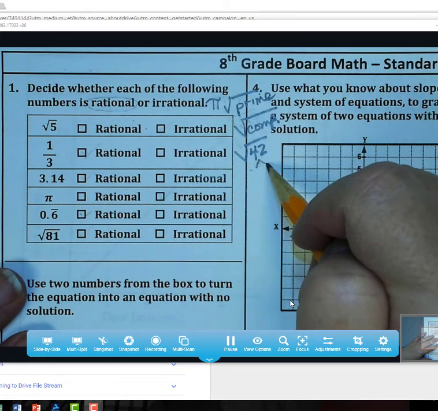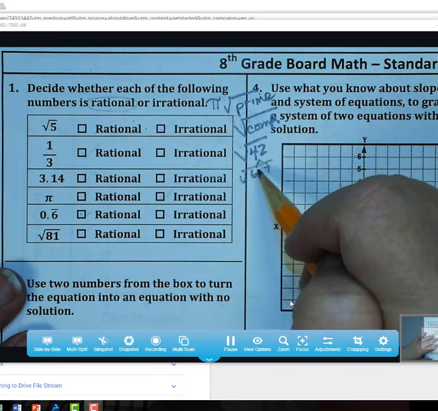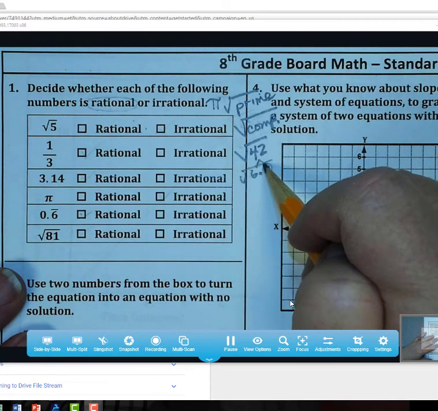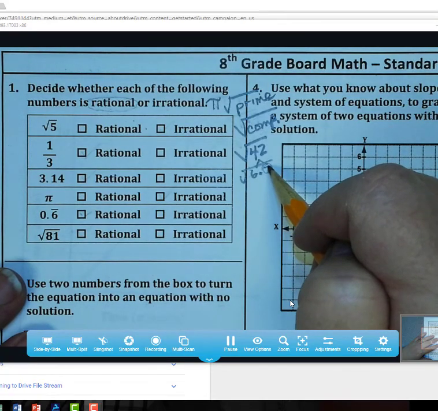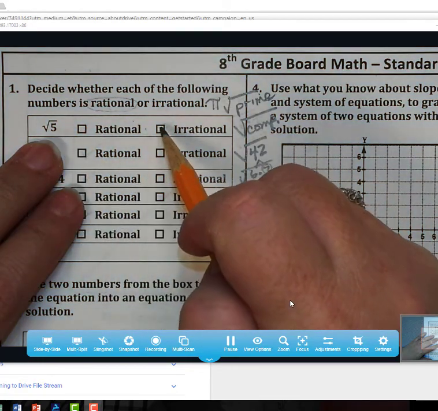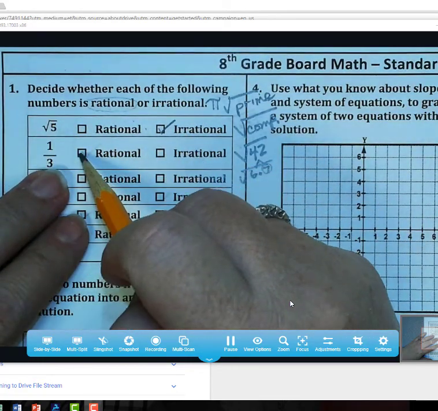However, if I broke it down into, say, 6 times 7, that means I would have the square root of 6 times 7. Well, this is the square root of a prime number, so it would be irrational. Okay, so this is the square root of a prime number. It's irrational. This is a fraction.